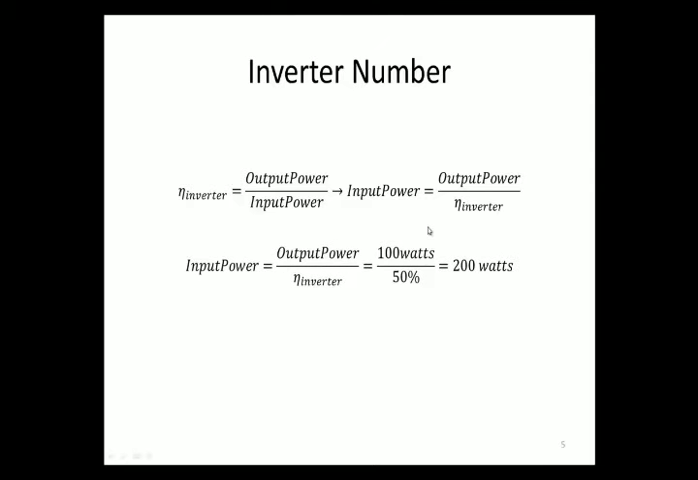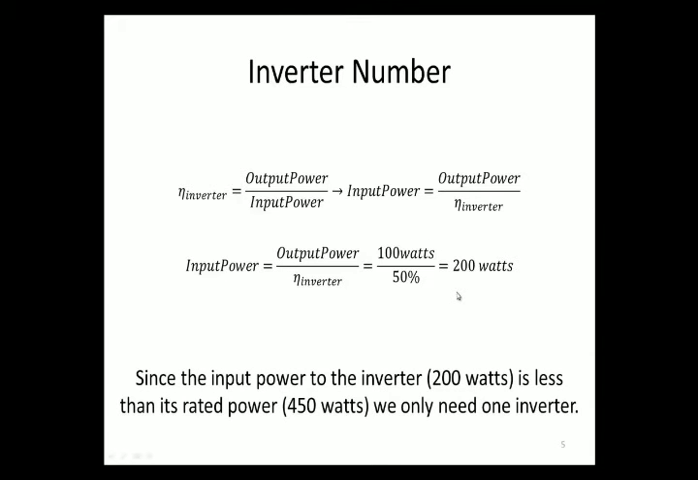Then we plug in what we knew from the first slide and we solve for input power. The output power again was 100 watts and the efficiency was 50%, so we get an input of 200 watts. So we know that the maximum power rating of the inverter was 450 watts, and since the power that we're supplying to it is 200 watts, we only need 1 inverter. Now if we got greater than 450 watts, we would need more than 1 inverter.